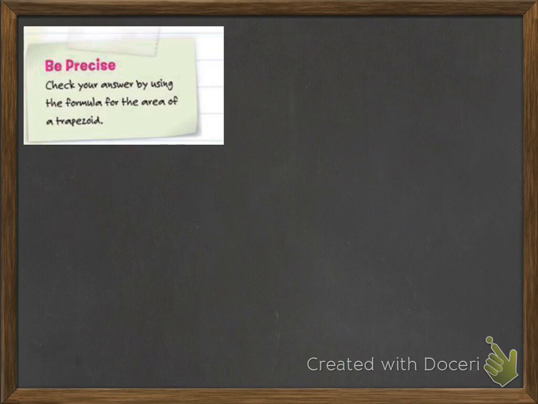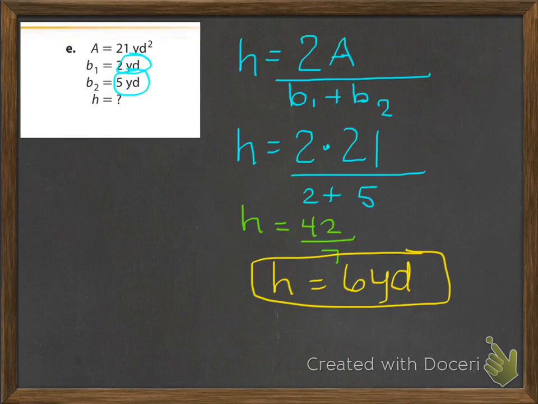On this screen, you can see to be precise by checking your answer using the formula for area of a trapezoid. So I'm going to use the last problem to show you how to check your answer. Now, if you remember, the formula for area of a trapezoid is going to be A equals, and actually let's go ahead and put that in purple. It's going to be A equals 1/2 height times base 1 plus base 2.